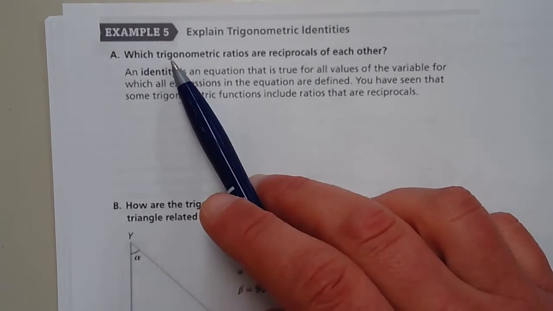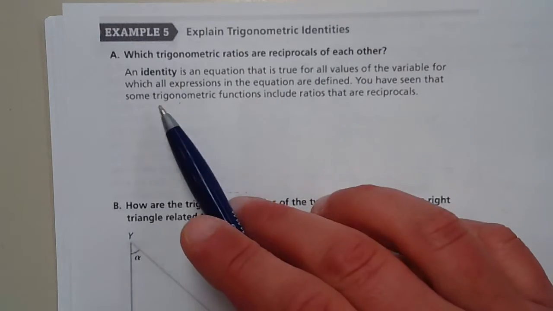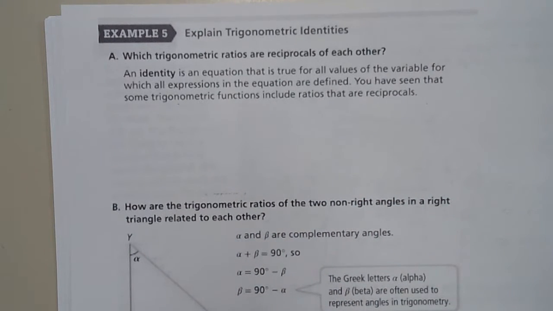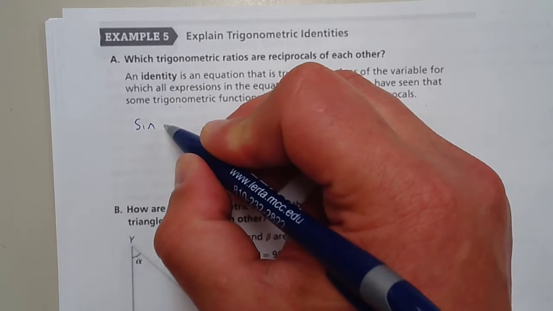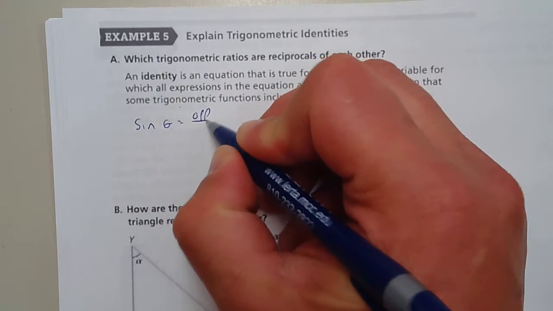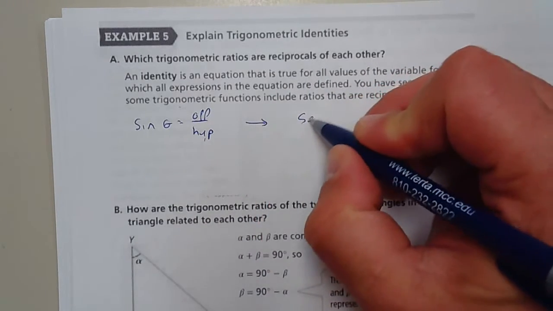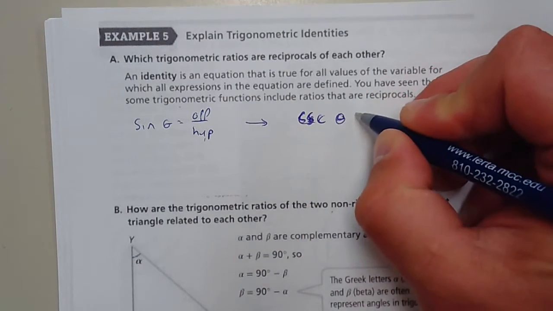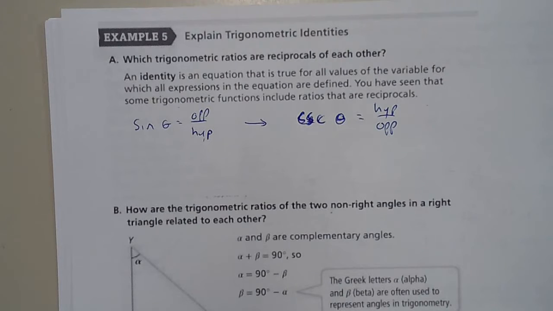All right, so this says which trig ratios are reciprocals of each other. And this says an identity is an equation that's true for all values of the variable for which all expressions in the equation are defined. You've seen that some trig functions include ratios that are reciprocals. So as we've been doing these, we've been noticing that there's ones that are definitely reciprocals of each other. So for example, sine of an angle we know is opposite over hypotenuse. And then to be related to that, cosecant, my bad. Cosecant of theta, we had written earlier, is hypotenuse over opposite. So those are reciprocals of each other.